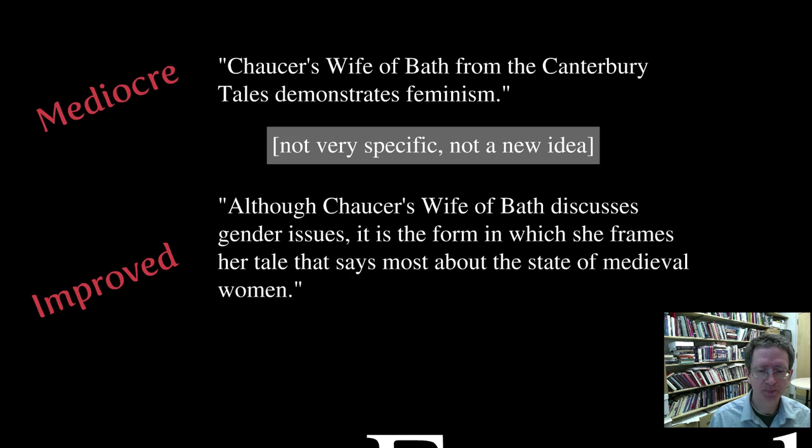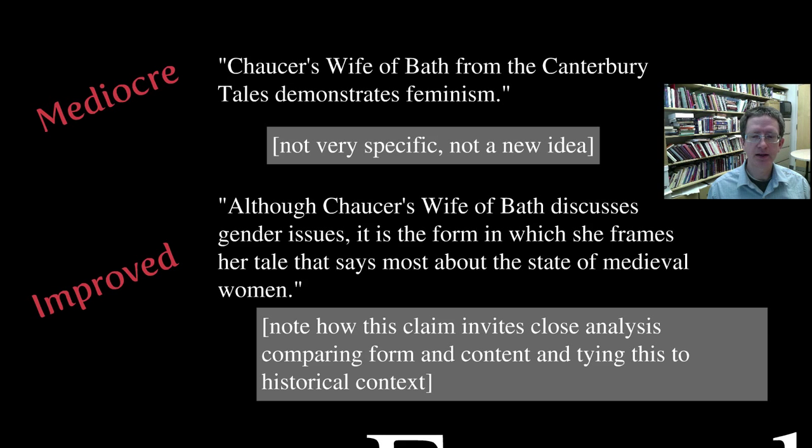All right? How about this? Although Chaucer's Wife of Bath discusses gender issues, it is the form in which she frames her tale that says most about the state of medieval women. Can you tell that that's improved? It invites close analysis, okay? Because it essentially is saying that there's this form and content issue, and you're going to have to get in there and compare the two and bring in the historical context in order to answer this claim. So if your thesis statement invites people into the topic in such a way that they have to get into the nitty-gritty to figure things out, you've probably got a good thesis statement.